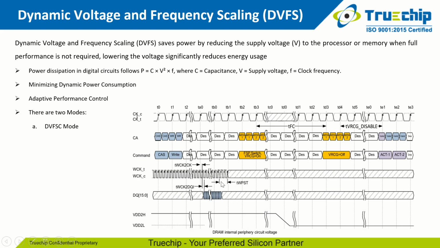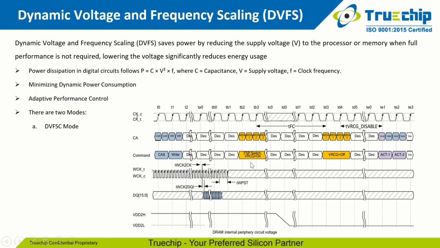Here we can see in the diagram that for DVFSC mode, there is the differential clock signal named CKT and CKC, the command address port named CA, followed by the strobe signal, that is WCKT and WCKC, followed by the DQ port, which is bidirectional, on which data will be transmitted, followed by voltage switching from VDD2H to VDD2L on the basis of FSP switch with VRCG on, which is voltage reference current generator.